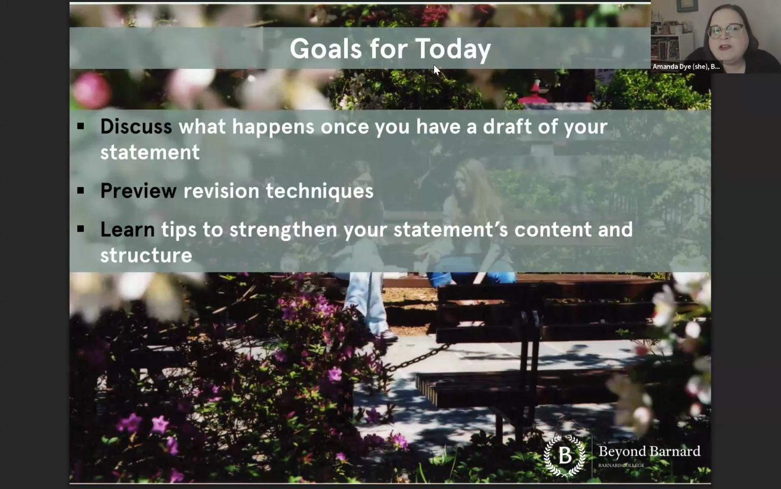So today I want to talk a little bit about what happens once you have a draft of your statement. Where do you go from here? I'll talk through a few different techniques for revision that I find helpful. I'm going to present each of these techniques and then a little bit about what I think you can learn by doing them. And then we'll talk through different ways to strengthen your statement's content and structure to wrap things up.